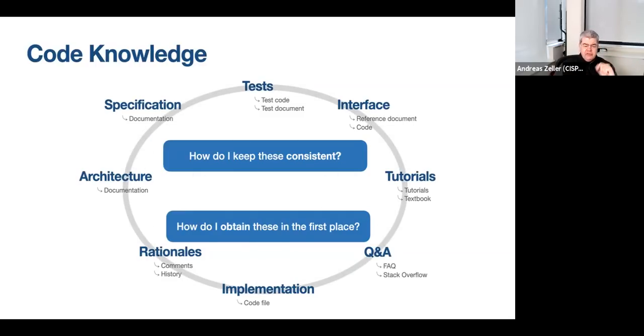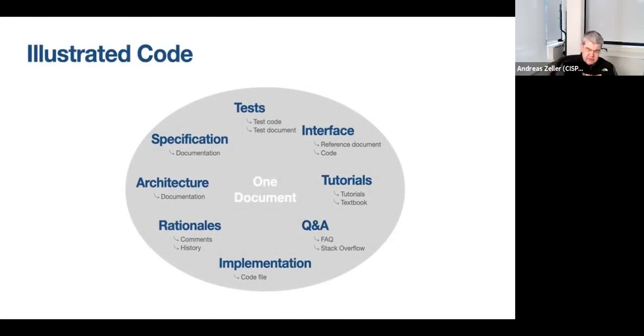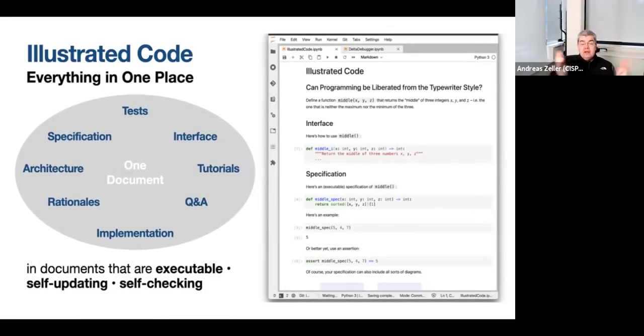So the idea here is to take all these things and to put them all together in a single document. And this single document that now combines the implementation, the tests, the interface, tutorials, rationales, architecture, specification, Q&A is, well, you guessed it, for instance, something like a Jupyter notebook. Because in a Jupyter notebook, you have documents that are executable. It's nice. They are self-updating and they are self-checking. And I'd like to give you a couple of ideas on how this actually works.